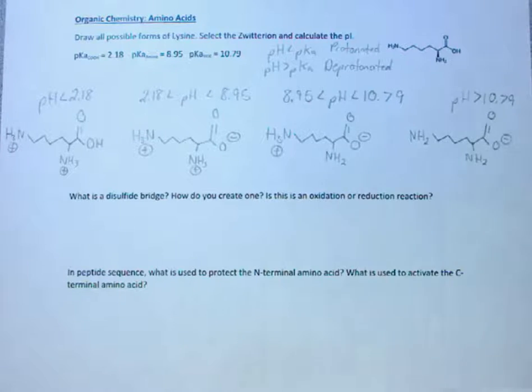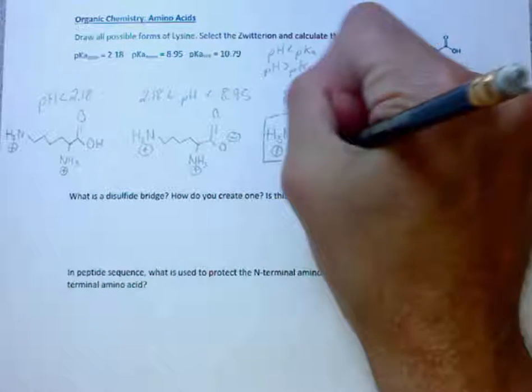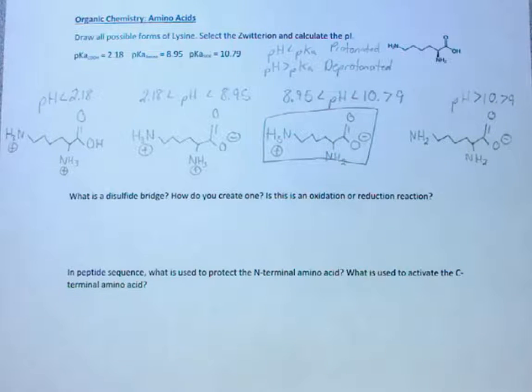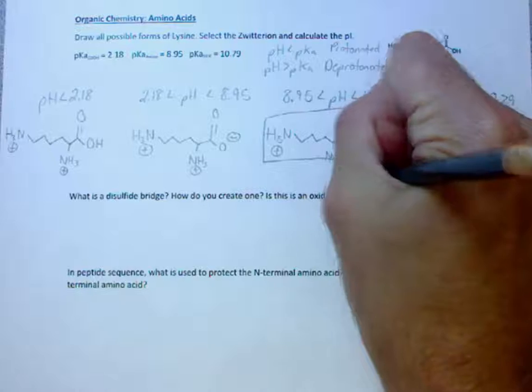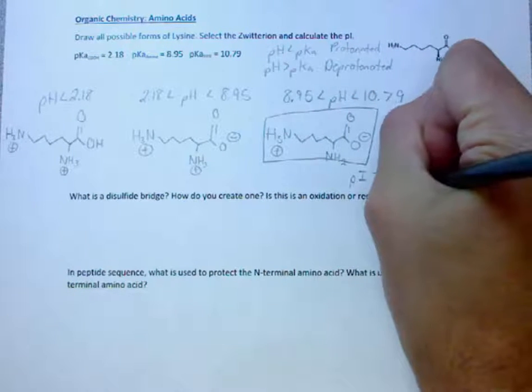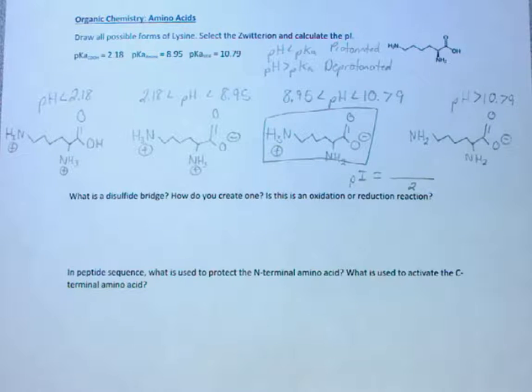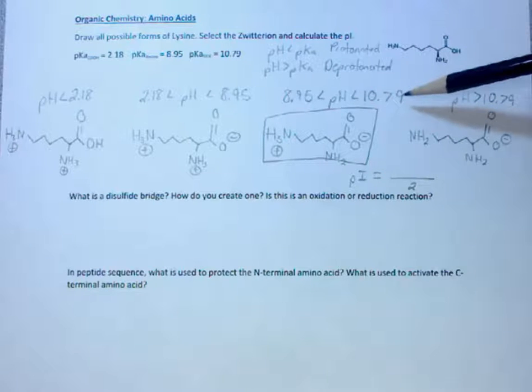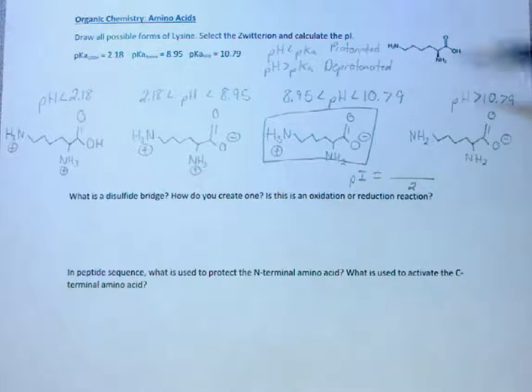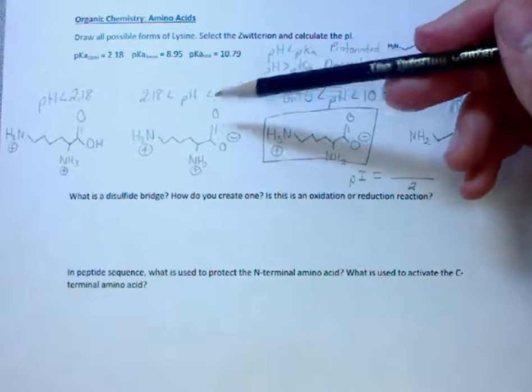Our Zwitter ion is going to be this form here, because that is when the charge is overall neutral. To calculate the pI, we have to add 2 pKa numbers and divide them by 2. The 2 pKa numbers are going to be 8.95 and 10.79. 10.79 is the upper limit, 8.95 is the lower limit.